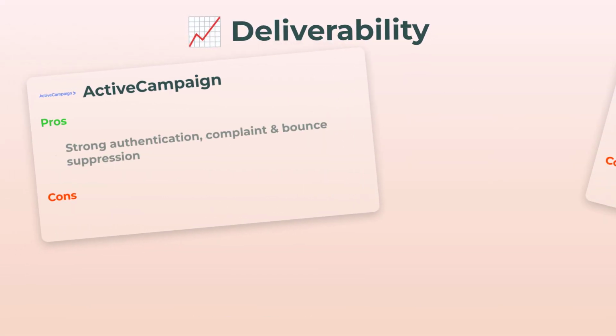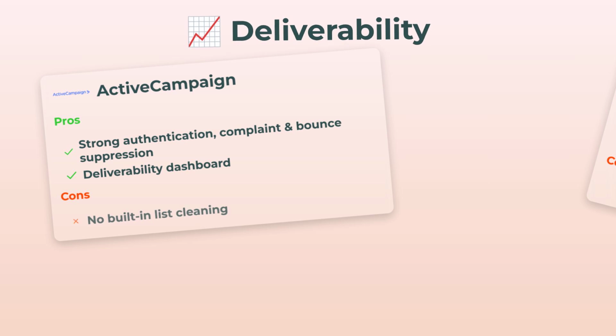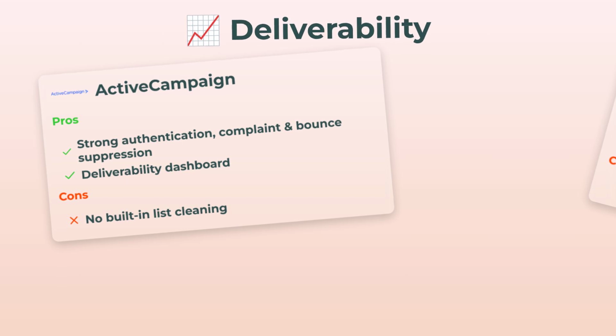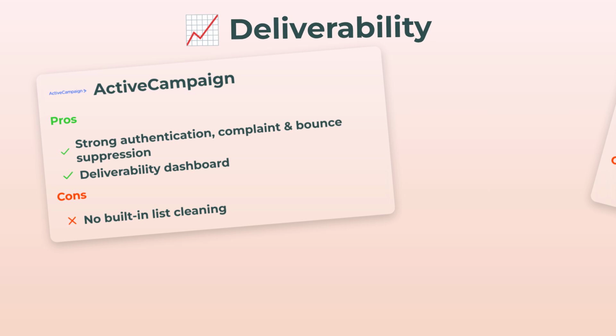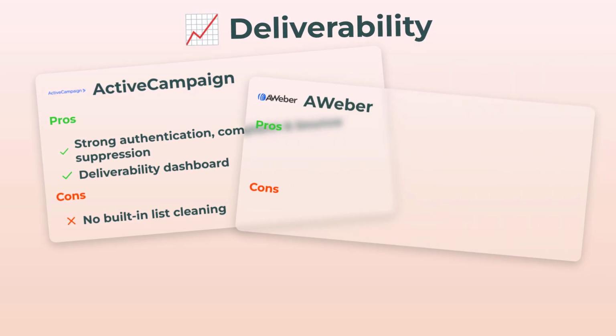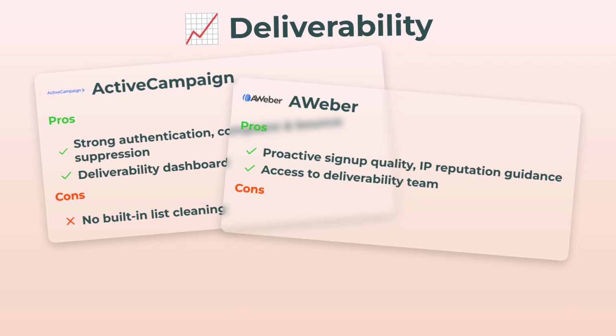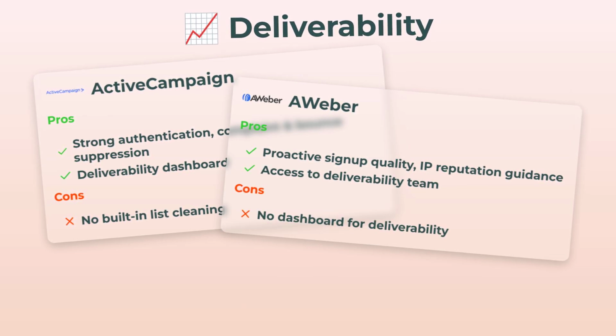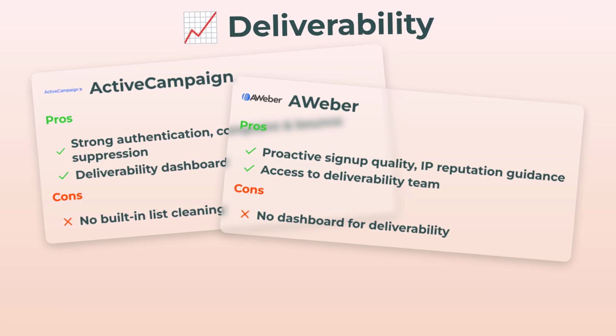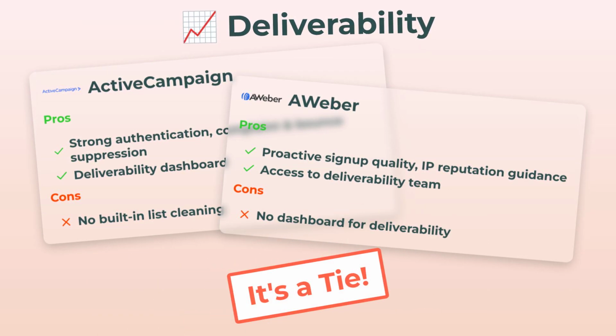Talking deliverability now, who actually gets your emails into inboxes, not just lost in spam land. ActiveCampaign works hard here, with authentication, bounce suppression, and even a dashboard to nerd out on stats. Only thing missing? Built-in list cleaning. AWeber isn't sleeping though. You get quality sign-up controls, IP rep tips, and there's access to a pretty hands-on deliverability team. No dashboard, but overall, both of these are stellar here. So I'm calling it a tie.